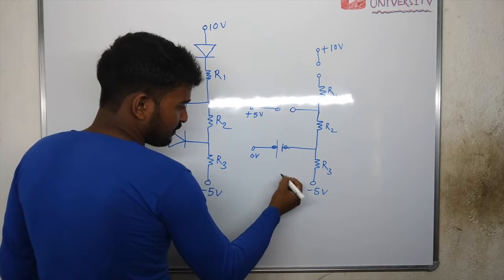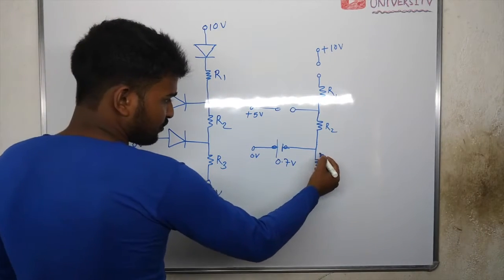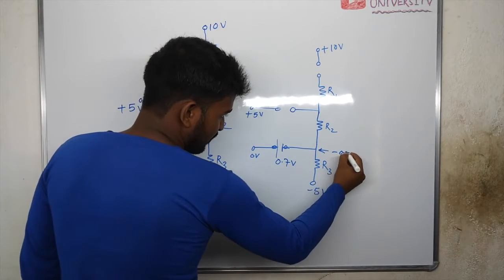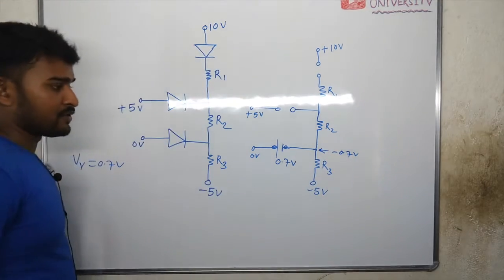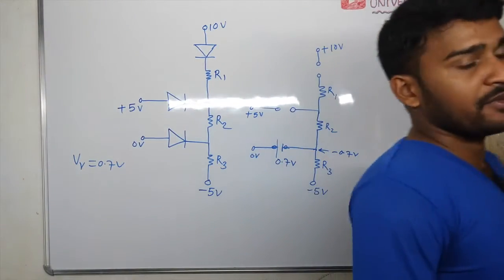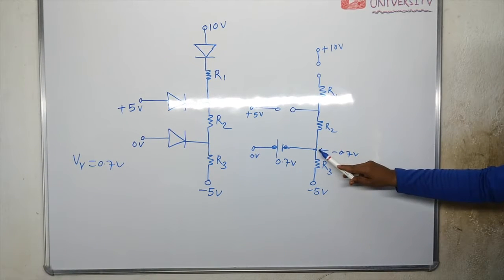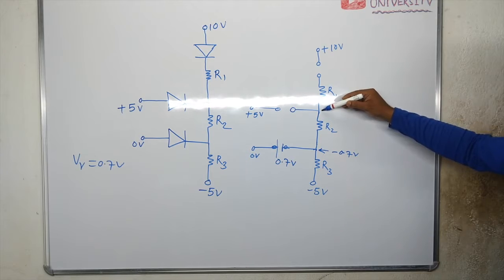What is this voltage? 0.7 volt. Then what is the voltage at this node? 0 volt minus 0.7 volt will be minus 0.7 volt. So the voltage at this node is minus 0.7 volt, and there is no current in this path, so the same minus 0.7 volt will be available at this point.